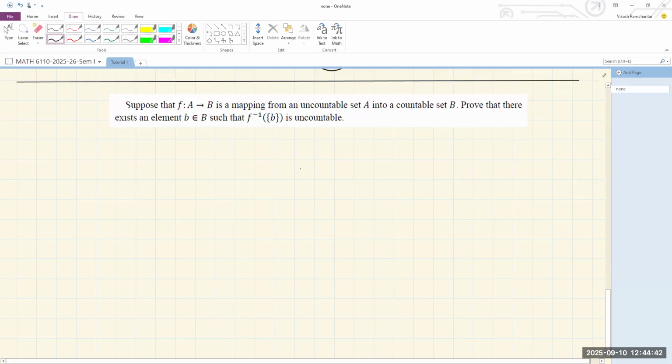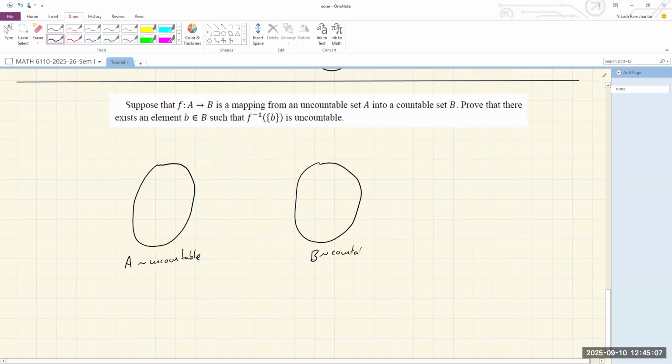So let me draw a picture of this. So here is the set A, and we're told that A is uncountable. It always helps to draw a picture if it's possible. It's not always possible to draw a picture. And B, we are told, is countable. And f is some mapping between them. Here's f. Now we want to prove that there exists an element b in the set B.